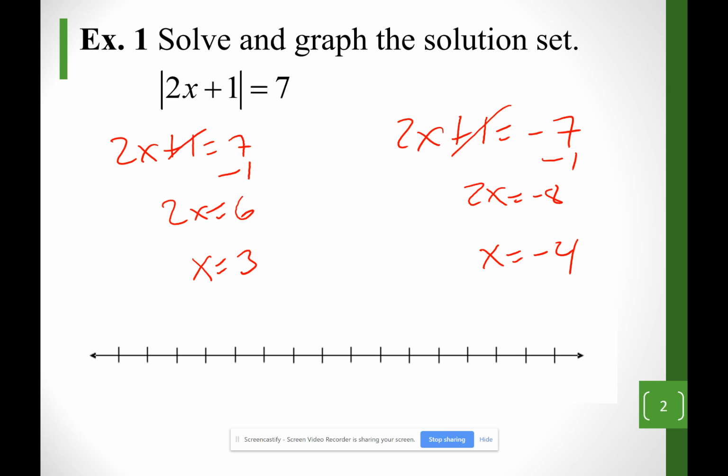On a number line, I'm going to find negative 4 and positive 3. If it's not labeled, label it as you need to. And my answer will be the 2 points, 3 and negative 4. Now, what we mean with solution is that any of these two values of x, if we substitute it into our equation, that statement will be true.